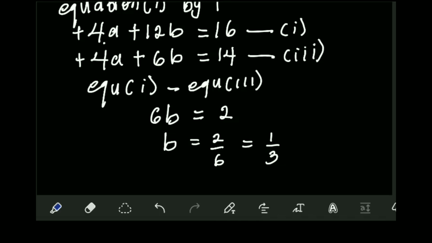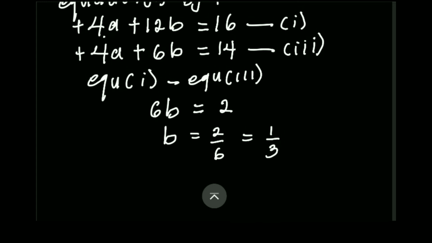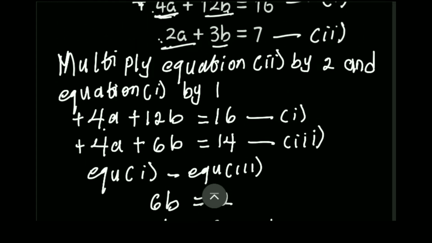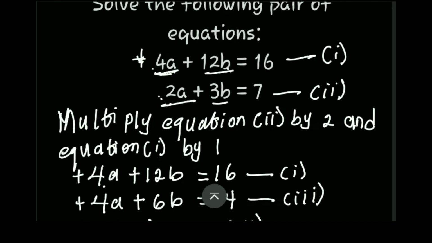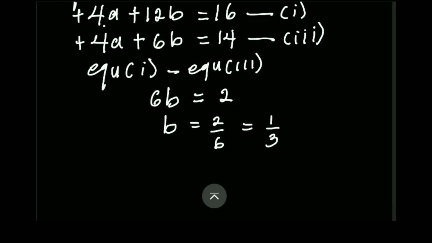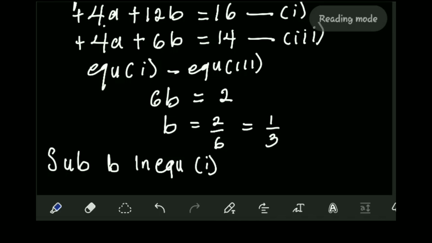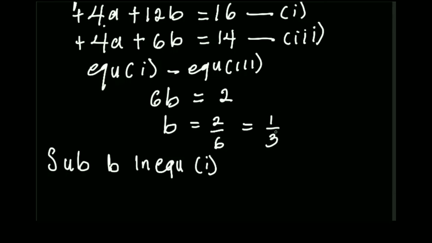So now we have the value of b, we need to get the value of a. To get the value of a, I would prefer to substitute b in equation 1. But of course, you are free to substitute b in any of the equations you have, whether equation 1, equation 2, or equation 3. So I want to go with equation 1, so I substitute b in equation 1. Whenever I see b, I'm just going to write 1 over 3.